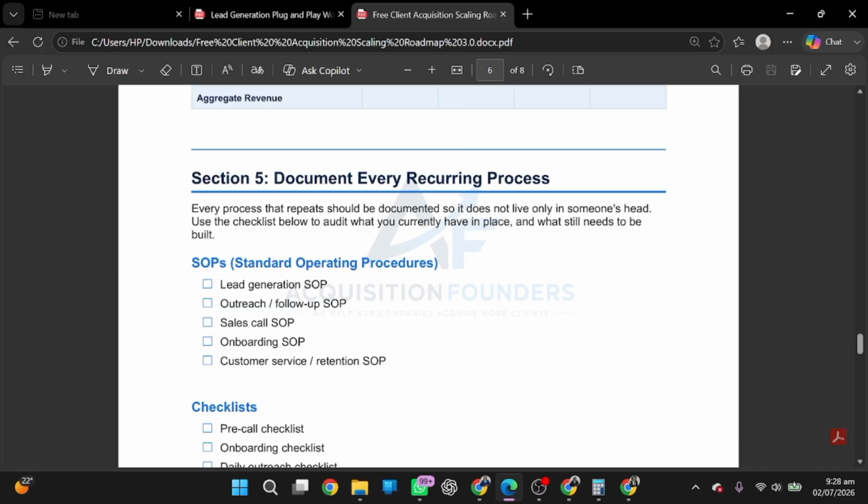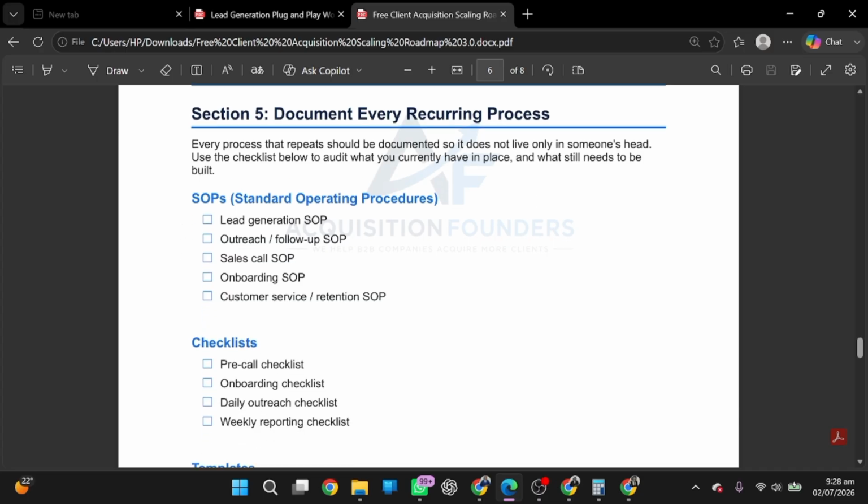So section 5 is document every recurring process. For example, you'll get some SOPs here, standard operating procedures, like the lead generation SOP, outreach and follow-ups SOP, sales call SOP, onboarding SOP, customer service and retention SOP.